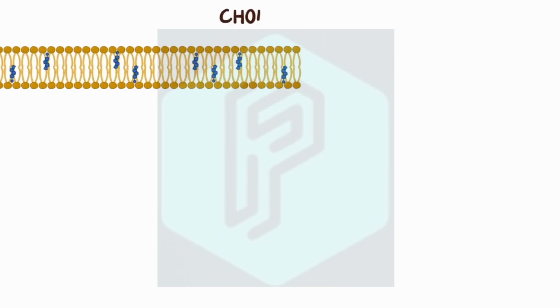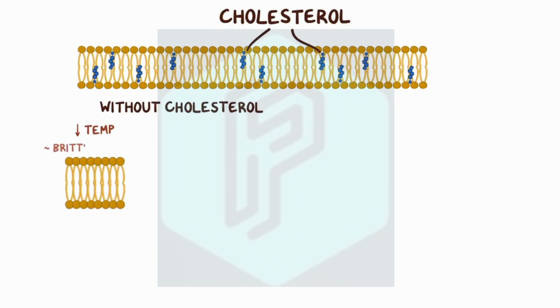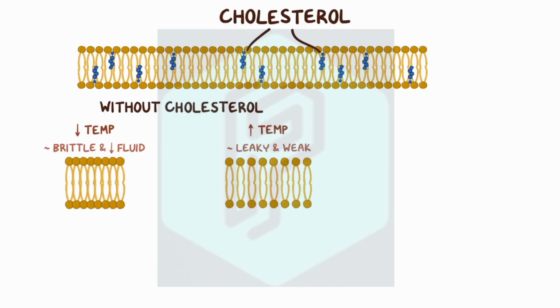In addition to phospholipid bilayers, membranes also contain cholesterol. Without cholesterol, at low temperatures, phospholipids pack tightly together and become less fluid, and that makes the membrane brittle. Without cholesterol at high temperatures, the phospholipids separate from one another, and that makes the membrane leaky and weak.